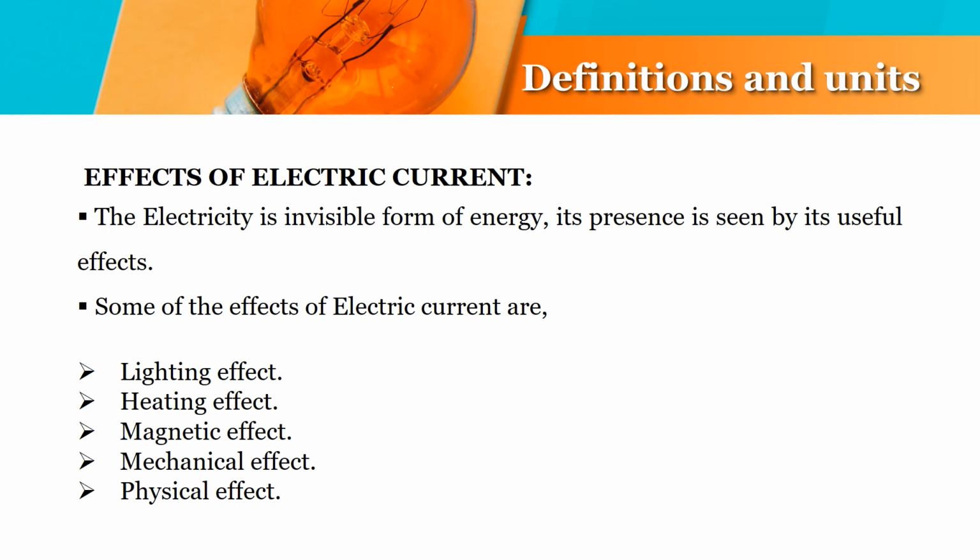Effects of electric current. Electricity is an invisible form of energy. Its presence is seen by its useful effects. Some of the effects of electric current are lighting effect, heating effect, magnetic effect, mechanical effect, and physical effect.